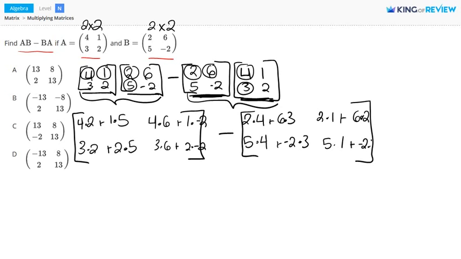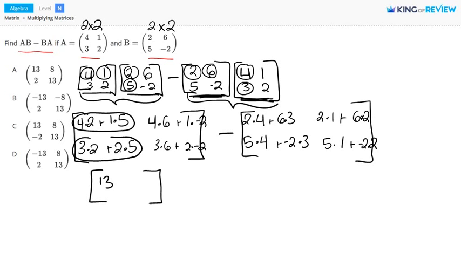So we've set up the math for each of these matrices, and now let's just simplify the entries. Let's look at this first entry here. 4 times 2 plus 1 times 5 gives us 13. 3 times 2 plus 2 times 5 gives us 16. Over on the second column, we get 22. And the last entry, when we simplify 3 times 6 plus 2 times negative 2, we get 14.